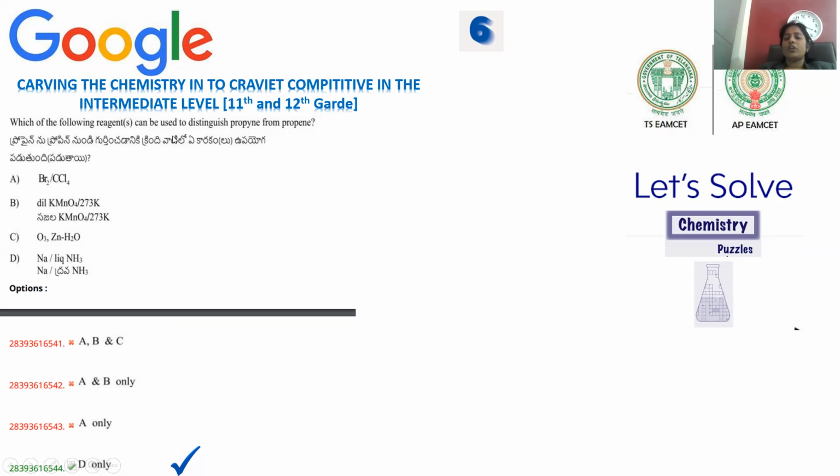Okay, so it's purely relying on the reagents. That means a chemical test for the distinction between propyne and propene. How can we identify? These are the options: bromine dissolved in CCl4, dilute KMnO4 at 273 Kelvin temperature, alkaline KMnO4 at 273 Kelvin temperature, ozone in combination with zinc metal and water, and sodium dissolved in liquid ammonia.